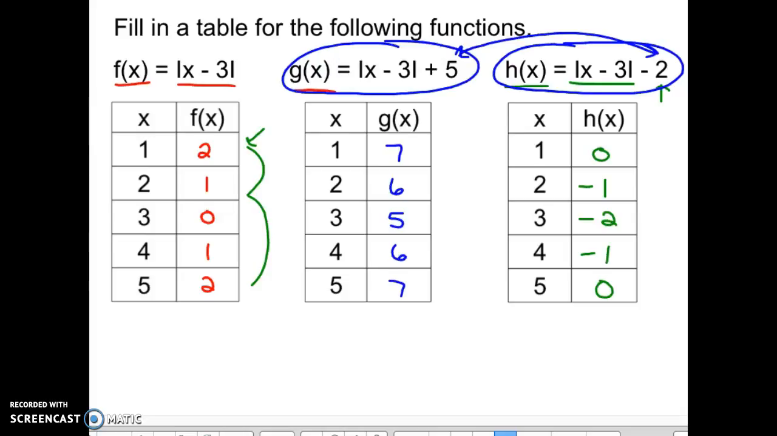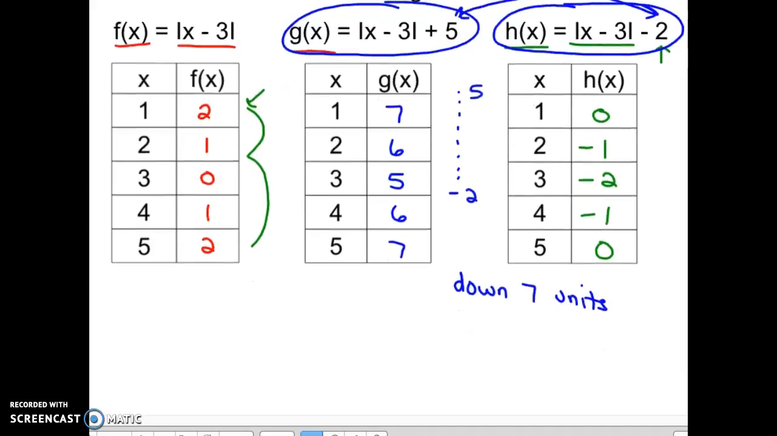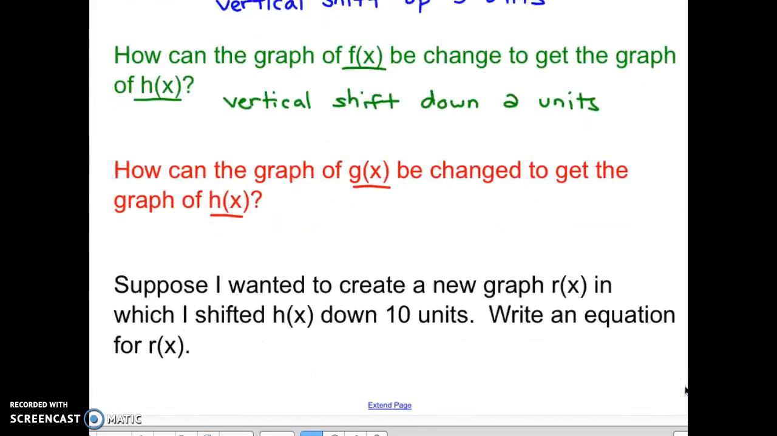Okay? Because this graph was 5 units high. Okay? Now it's 2 units low. So you went from being 5 up all the way down to -2. So you went down 7 units. So a little bit different. You went total of down 7 units to get from this first graph g of x to the second graph h of x. Okay, so you went with the vertical shift down 7 units.